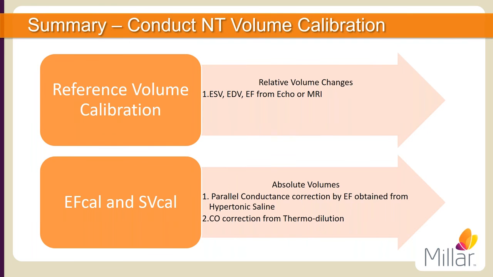In summary, there are two approaches to volume calibration in Conductance T. When relative volume changes are sufficient to assess the effects of a therapy, a reference volume calibration offers a simple and straightforward solution for volume data correction. In order to obtain absolute volume readings, a parallel conductance and cardiac output correction must be performed using the EF-Cal and SV-Cal calibration.